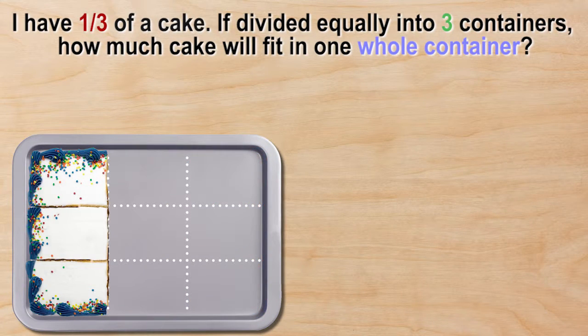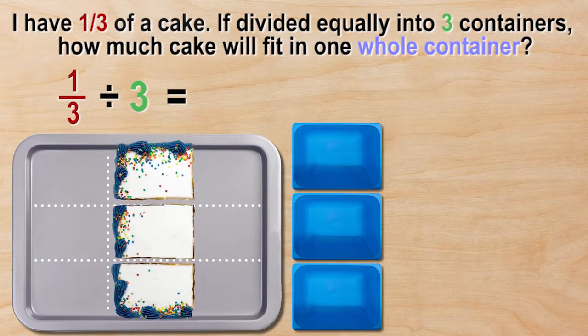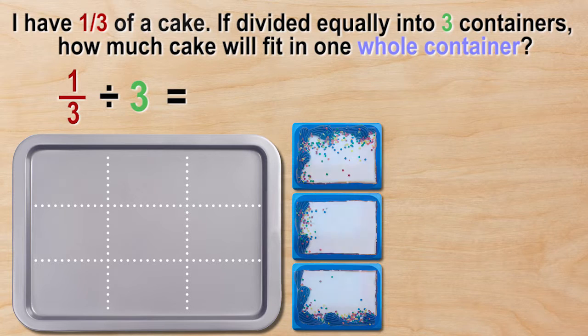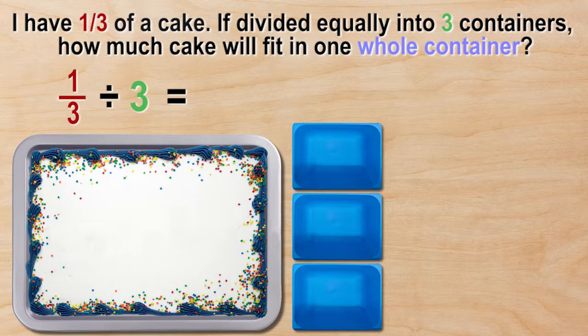I have 1/3 of a cake. If divided equally into 3 containers, how much cake will fit in one whole container? We know from the problem that 1/3 is enough for 3 containers. We want to find out how much is enough for 1 container. Here is one way to model this problem.